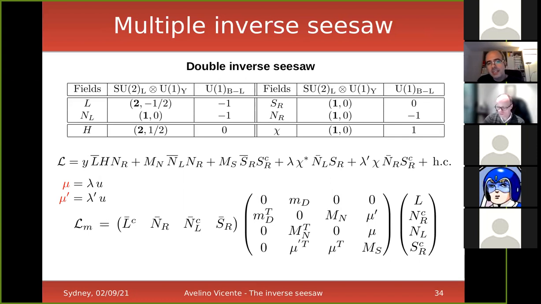Another direction that you can take is the multiple inverse seesaw direction. And here I have an example with a double inverse seesaw. So now you have basically the same fields, the same symmetry, B minus L, but in addition to M and S, I have replaced M by a vector-like fermion. So now M has a left-handed and a right-handed component, and they both have the same charges under all symmetries. And S has 0 B minus L charge. Okay, I have modified also the charge of S.